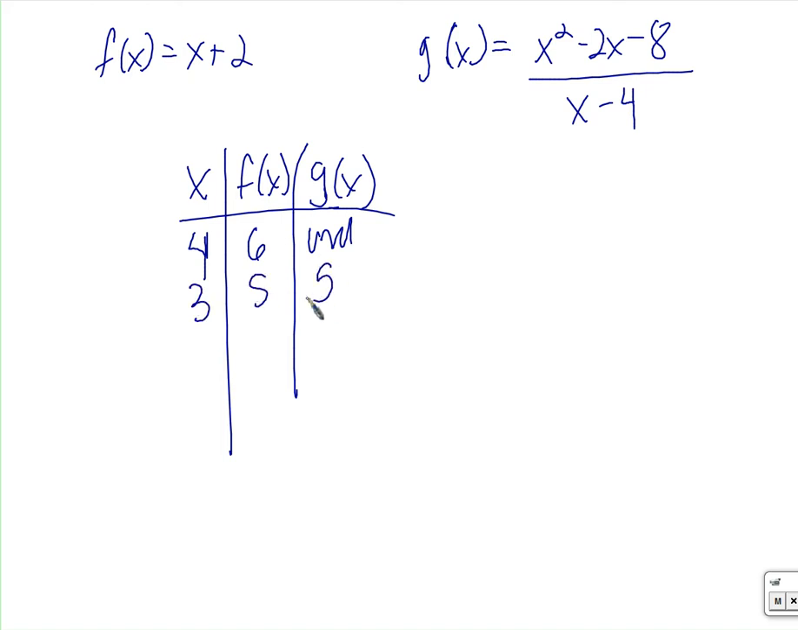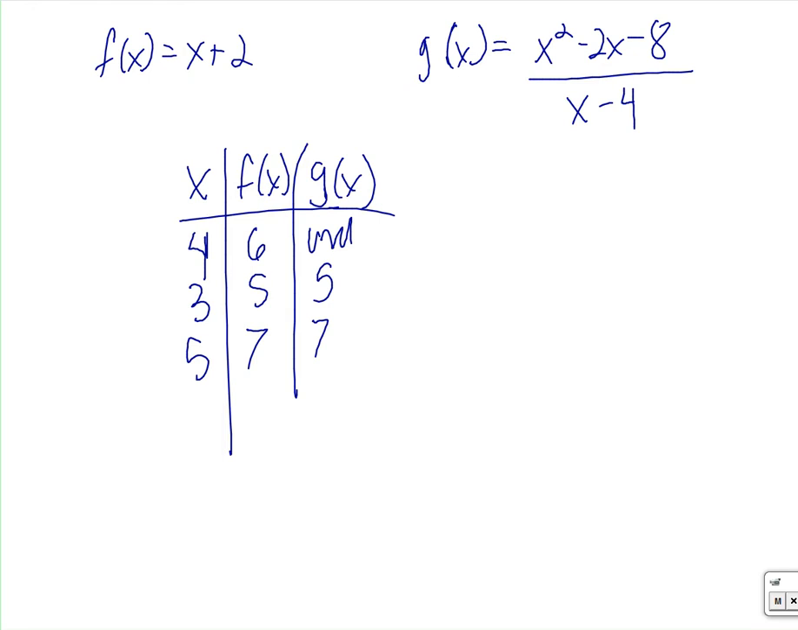Okay. Put in 5 on the other side. 7 there. Okay, 5 gives us 7. How about 5 in this one? Oh, okay. 25 minus 10 minus 8, you get 15 minus 8 is 7 over 1. Well, when you put in 4, we get 2 different things, but when you put in 3, we get 5. When you put in 5, we get 7.